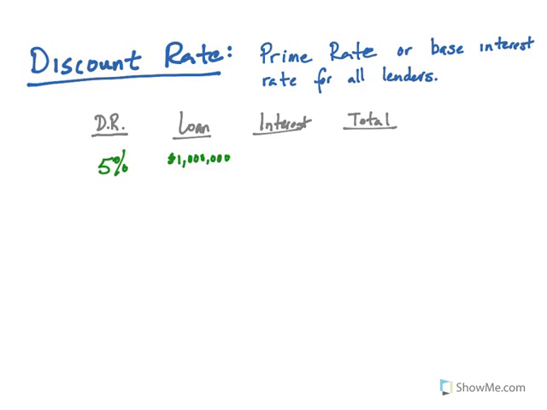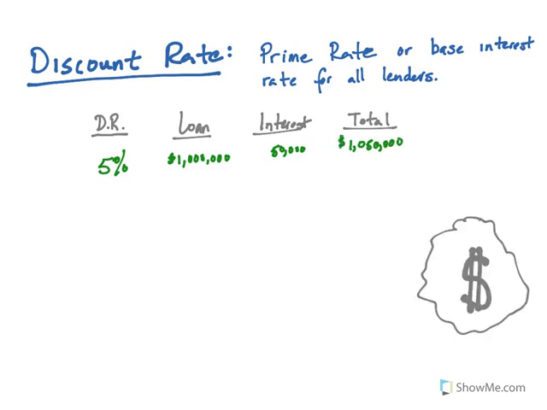$1 million at 5% means that they have to get paid back, particularly if they got the loan from the Fed, $50,000 of interest, or if it was profit out of their loanable funds, they'll profit $50,000 for a grand total of $1,050,000.